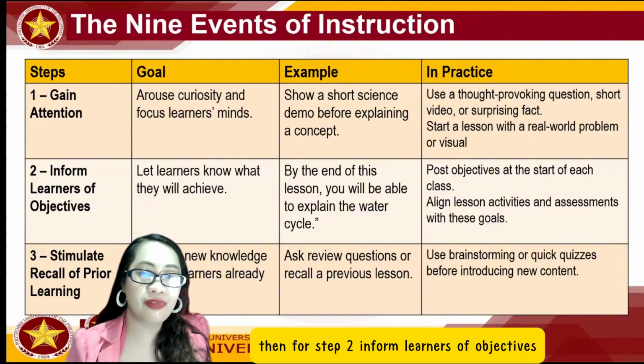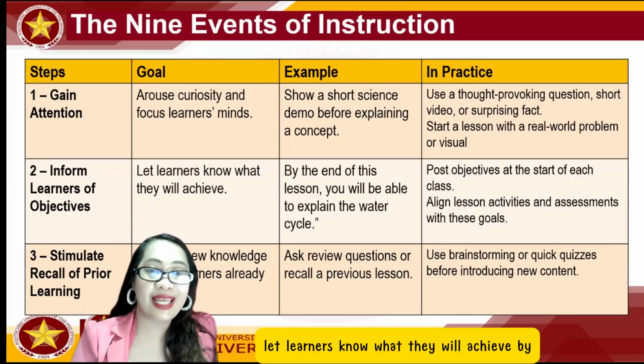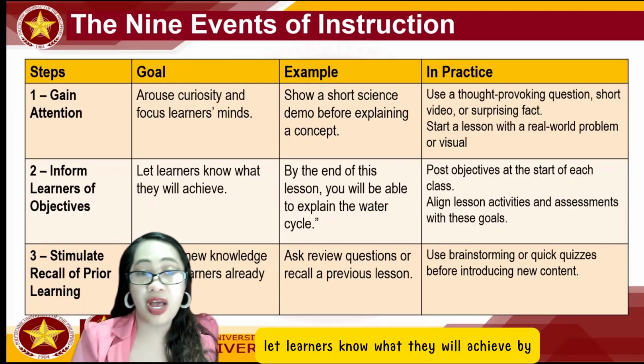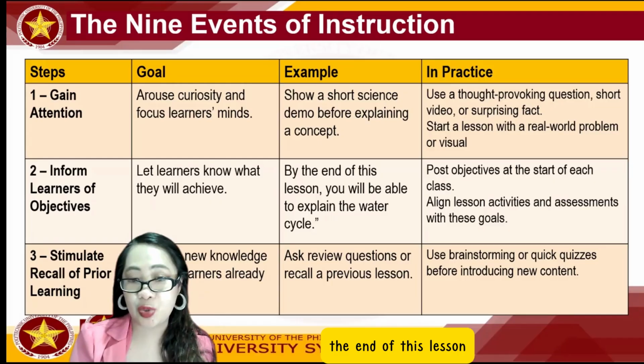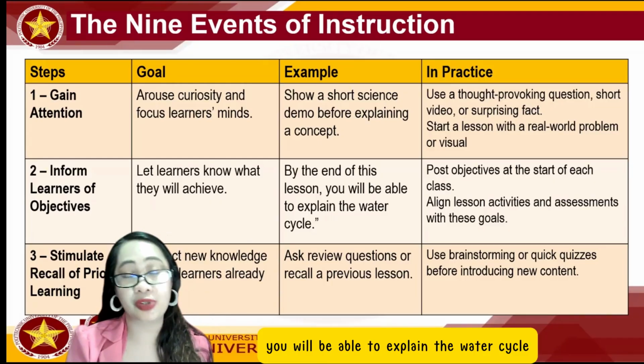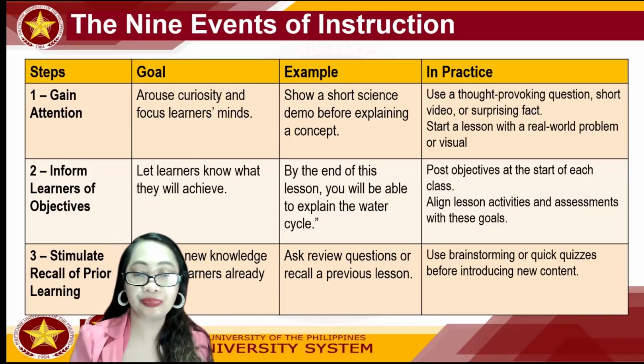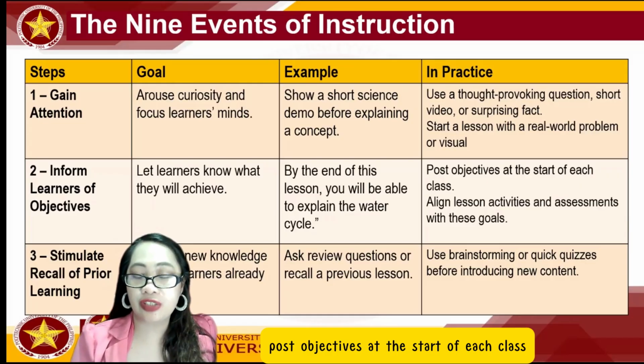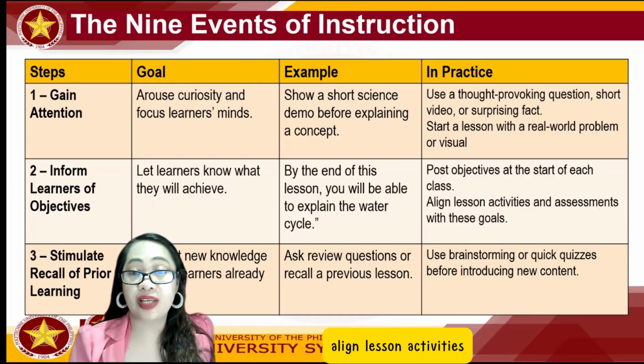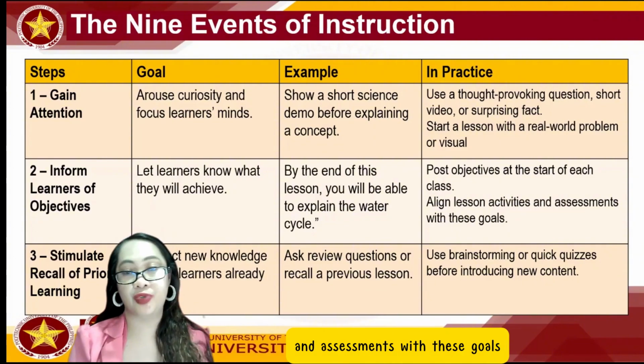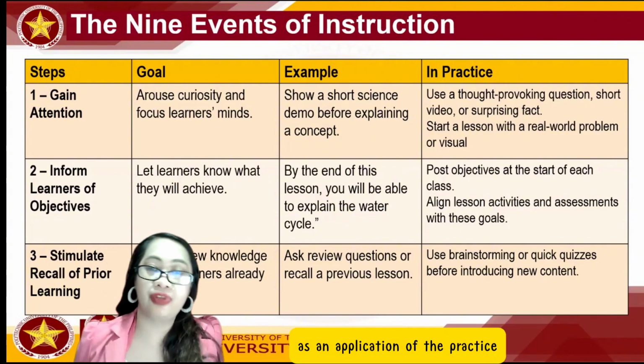Then for step 2, inform learners of objectives. Let learners know what they will achieve. By the end of this lesson, you will be able to explain the water cycle, as an example. Post objectives at the start of each class. Align lesson activities and assessments with these goals as an application of the practice.